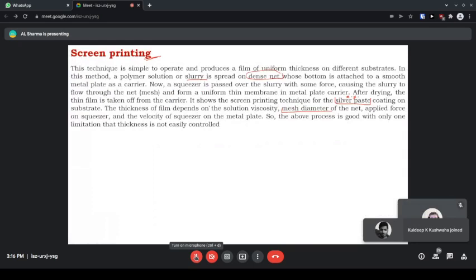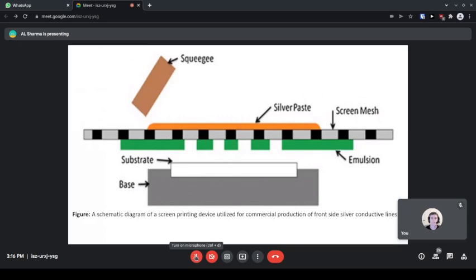So the thickness of the film depends on the solution viscosity, the mesh diameter of the net, the applied force on the squeezer, and the velocity, how fast you are moving your squeezer on the metal plate. So the above process is good with only one limitation, that thickness is not easily controlled. Here, this is the substrate you are having, and this is the base.